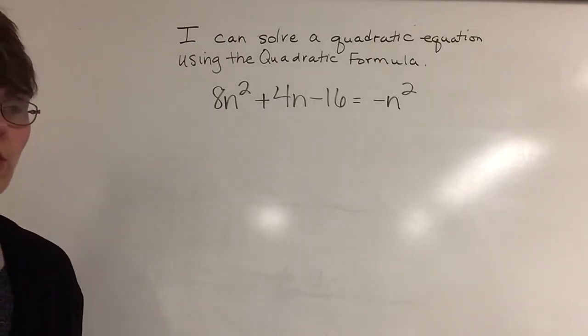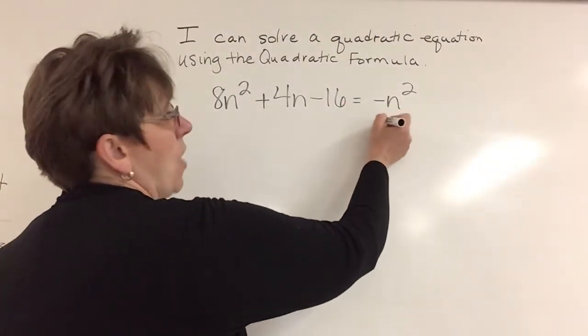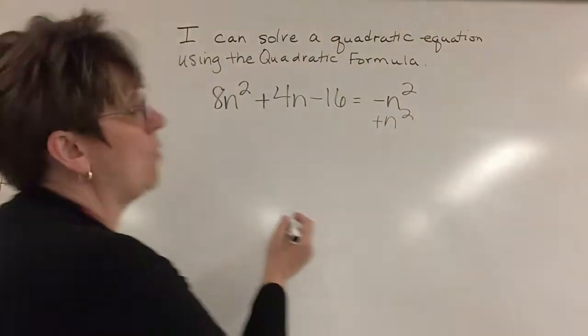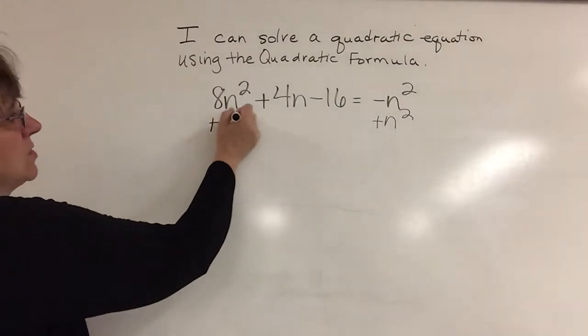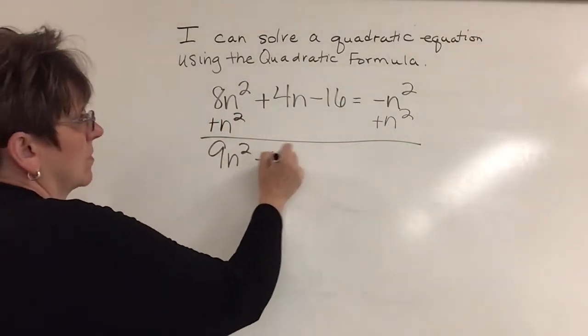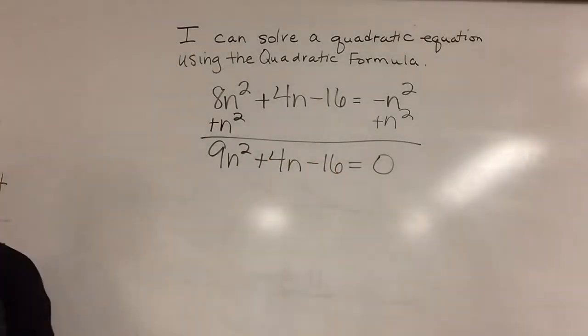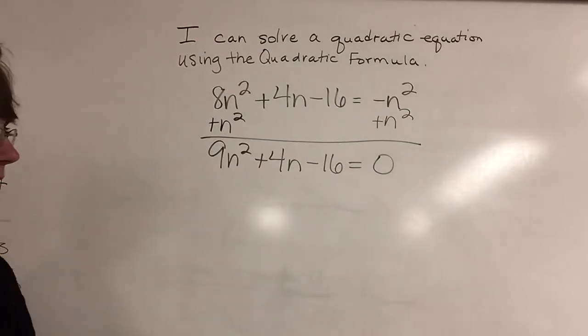If we're going to use the quadratic formula to solve, we're first of all going to make sure the equation is equal to 0. So I want to add n squared to both sides, making my new quadratic 9n squared plus 4n minus 16 equals 0.